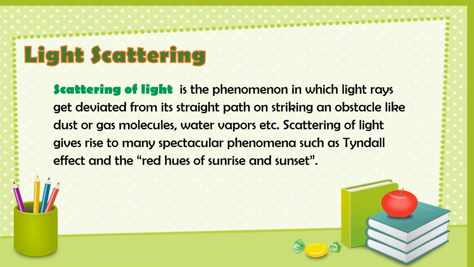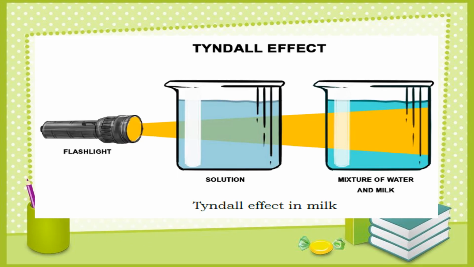Okay, so light scattering. Light scattering is the phenomenon in which light rays get deviated from their straight path on striking an obstacle like dust or gas molecules, water vapors, etc. Scattering of light gives rise to many spectacular phenomena such as the Tyndall effect and the red hues of sunrise and sunset. Okay, so this is the illustration for the Tyndall effect.